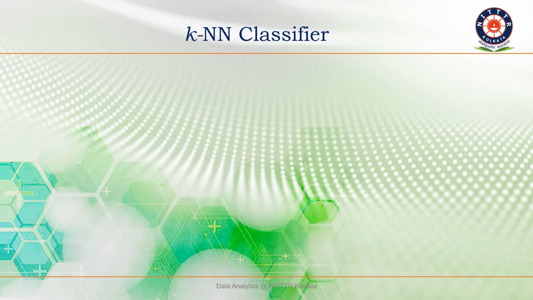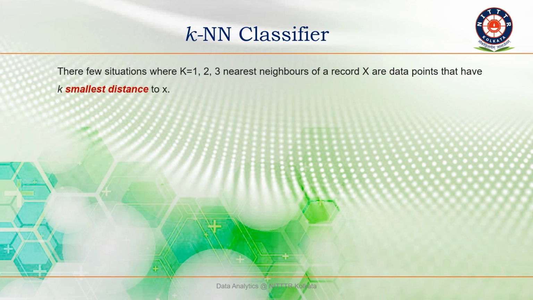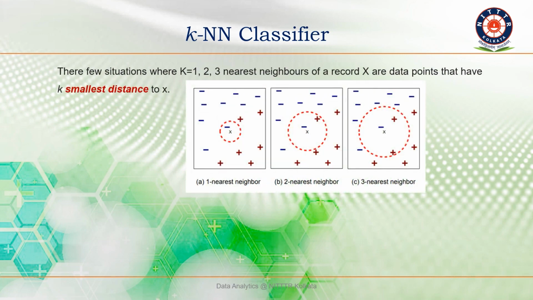Now, from this diagram you can see there are two classes. One class contains minus symbols, another class contains plus symbols, and there is one red dotted point. So, plus and minus symbols are labeled training data sets, and the red dotted unknown record is basically a testing data point. Now, can we label this testing record based on the training records?